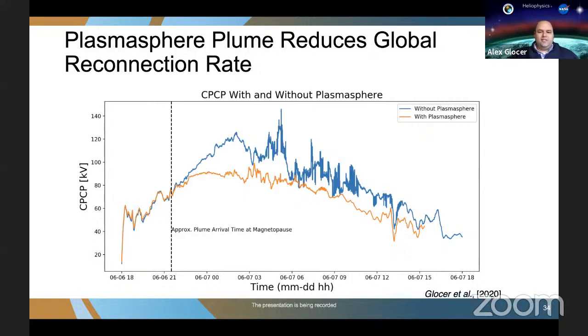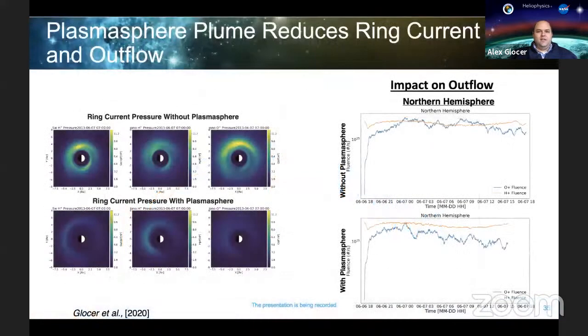Now, one of the interesting things that you can get when using global models to study this is you can start looking at system level impacts. It turns out that when you include the plasmasphere and you reduce this reconnection rate, that's going to have large system-wide impact on other parts of the space environment. For example, if you look at the ring current here on the left, on the top, I'm showing the ring current pressure in the equatorial plane for solar wind protons, ionospheric protons, and ionospheric oxygen without a plasmasphere on the top, and then with the plasmasphere on the bottom.